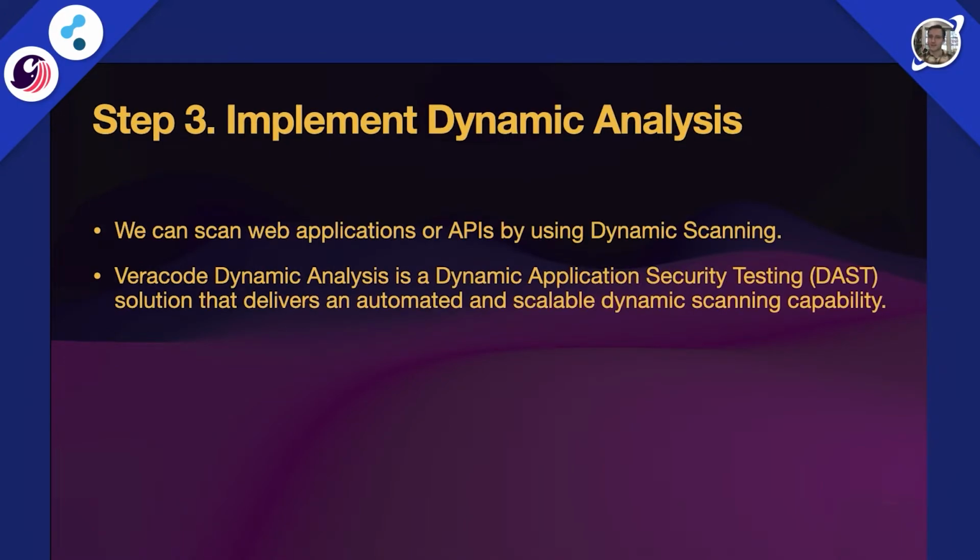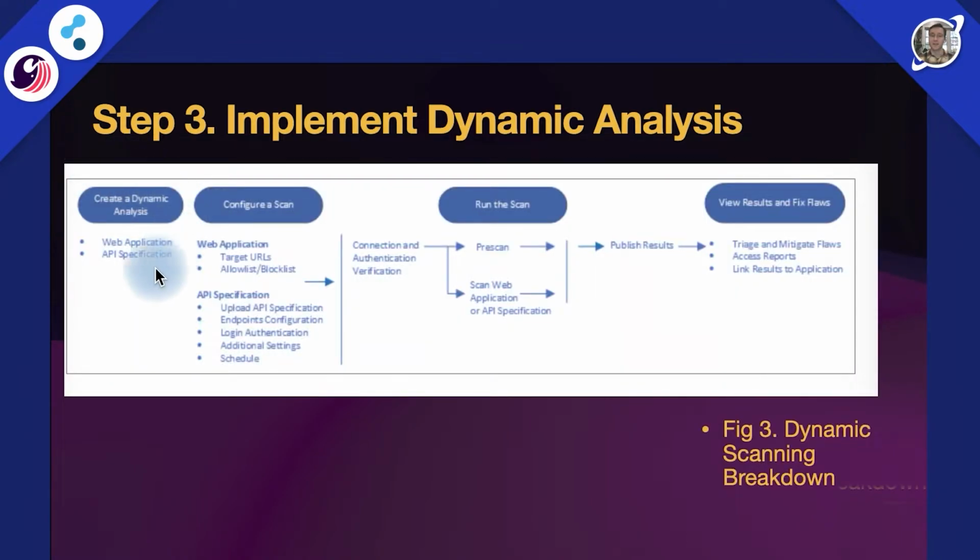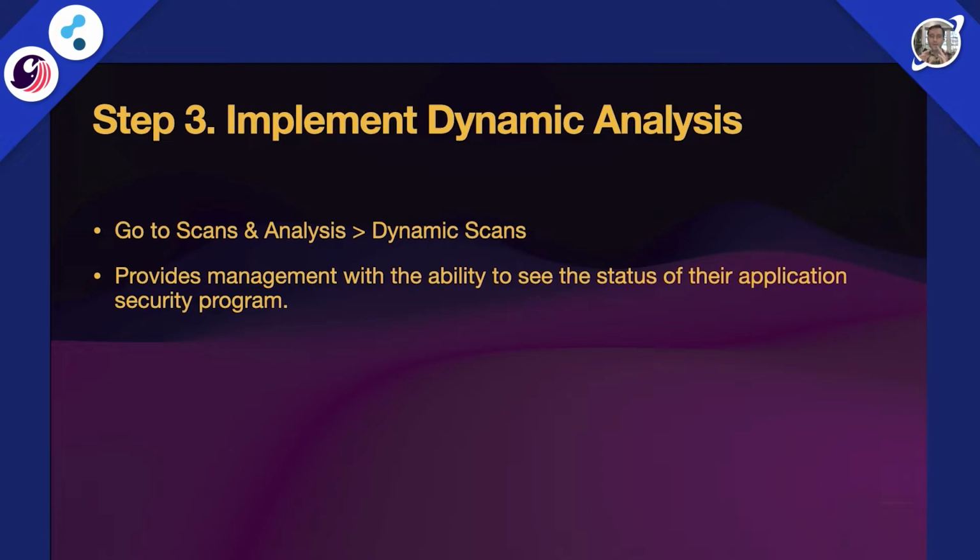Simply just using static analysis isn't enough. We have to use a combined approach of dynamic application security testing and static application security testing to convey meaningful results. Combined together, they actually produce something worthwhile. A simple overview of dynamic application security testing just shows that you create the dynamic scan, you configure it, you run the scan, you view the results, and then your developers fix the flaws. Now, again, it's simple. Click Scans Analysis, Dynamic Scans, and launch the scan.